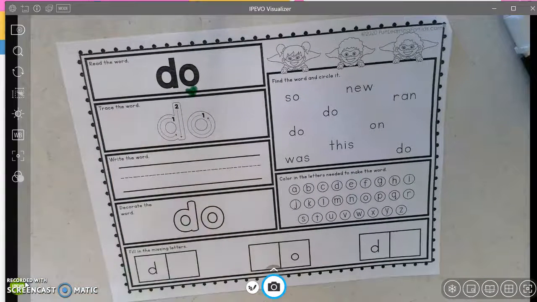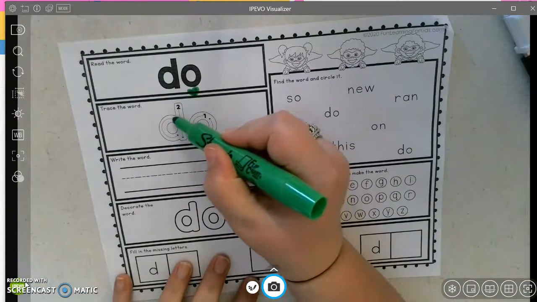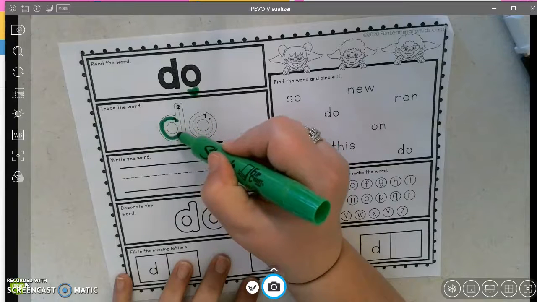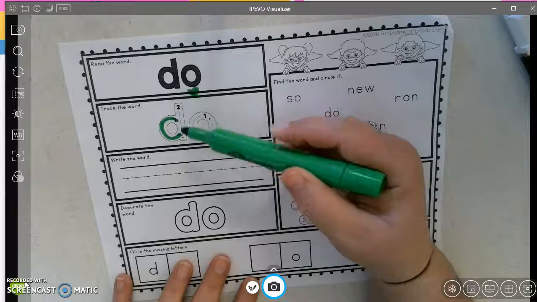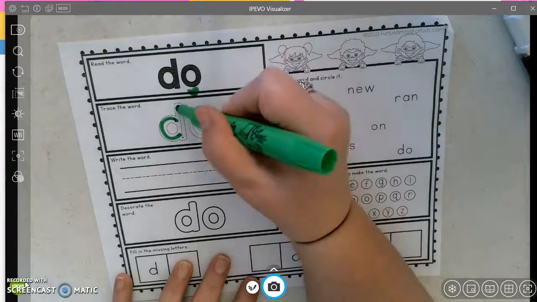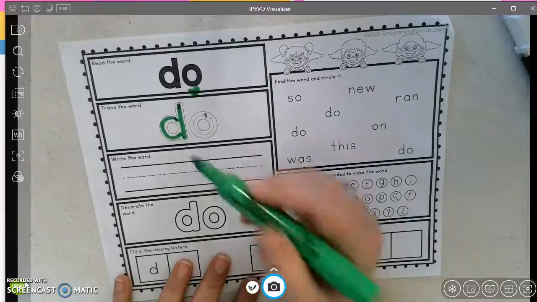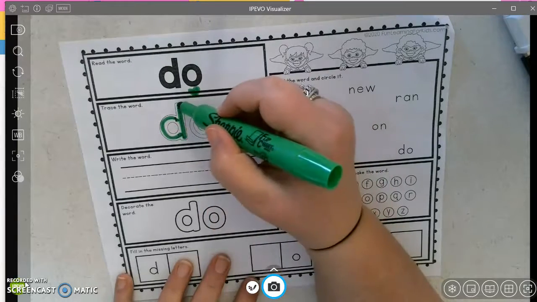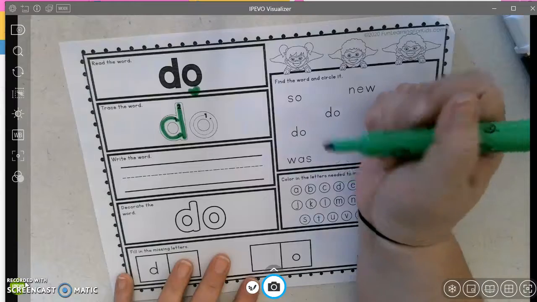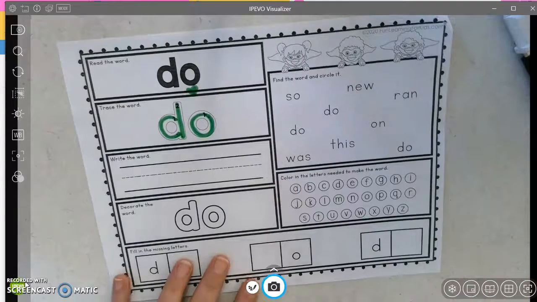Here we are going to trace the word, and I'm going to find the number 1 first. I'm going to put my pencil there and go around. And I'm looking at number 2, and my number 2 doesn't have an up arrow, so that means I have to pick my pencil up to start at the top. Okay, so 2 motions: around, pick my pencil up, then down. Okay, my O is 1 motion, 1 circle.